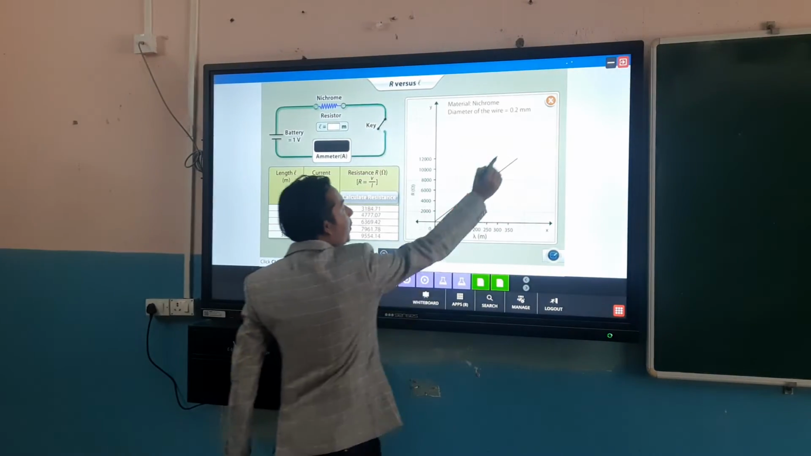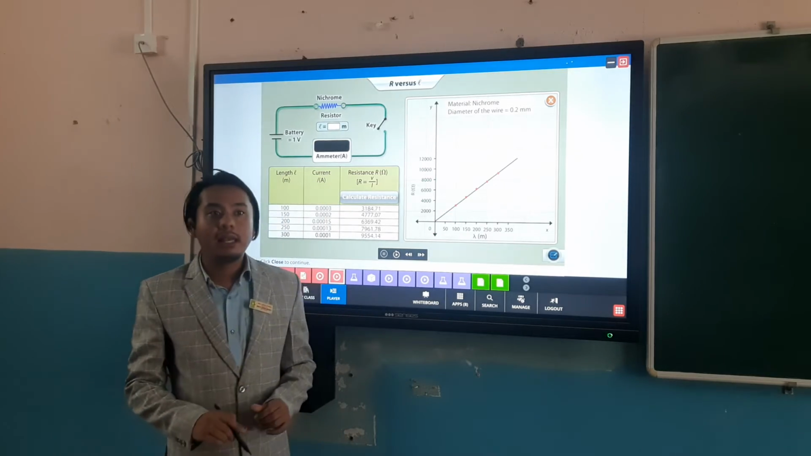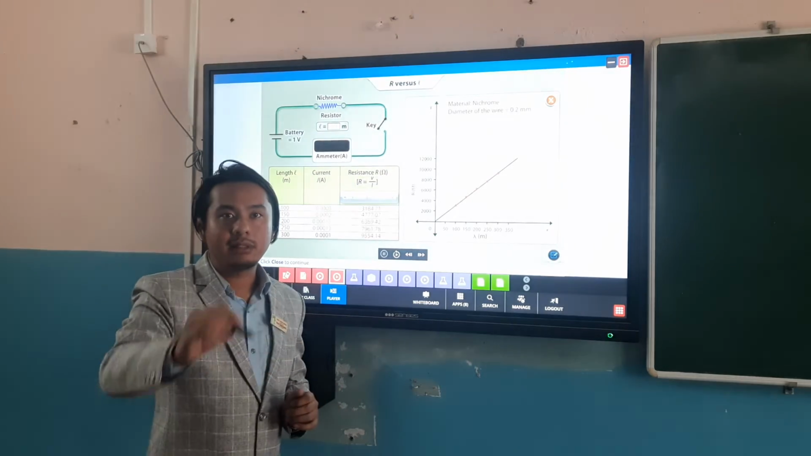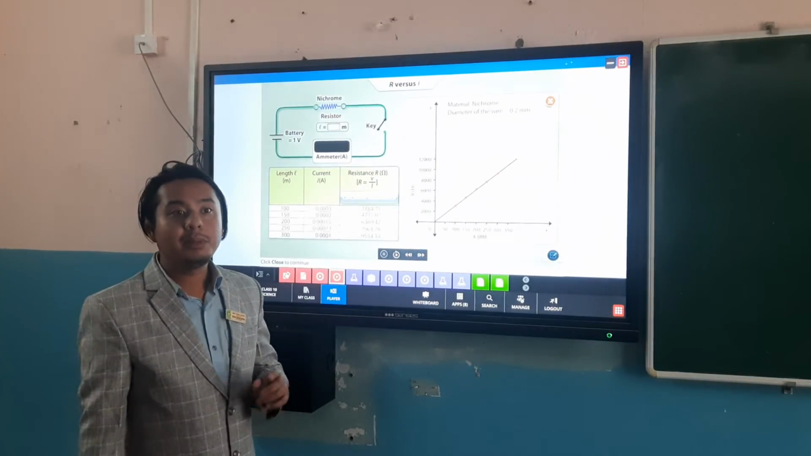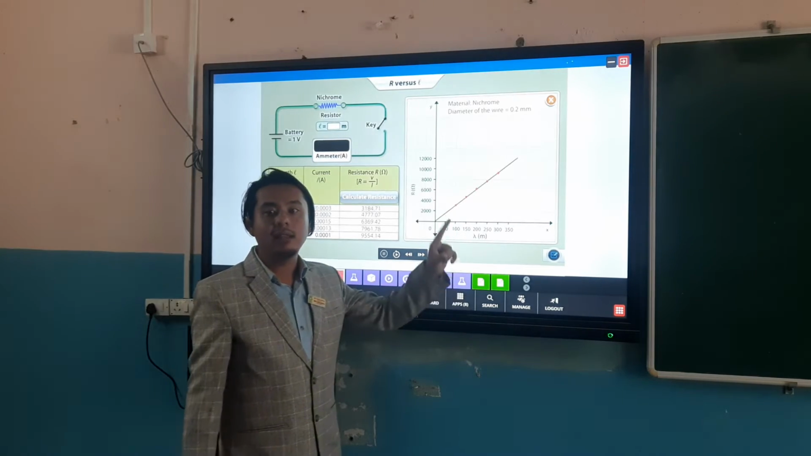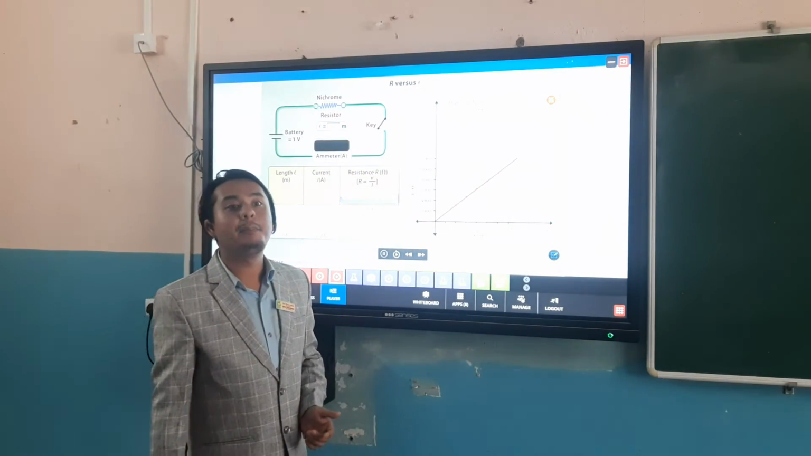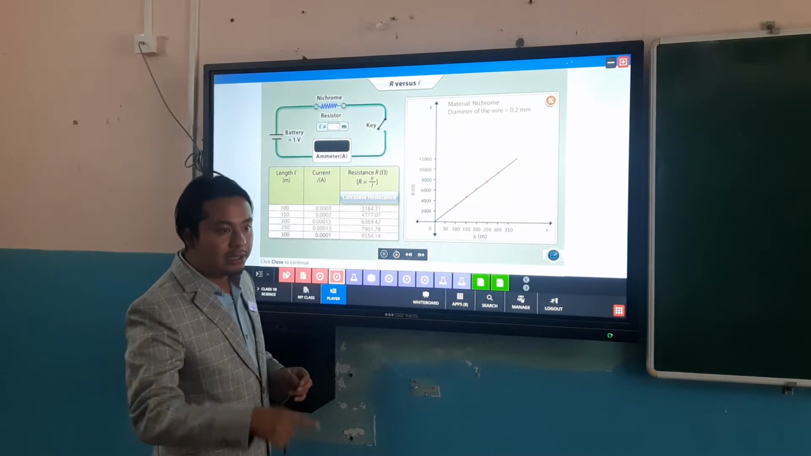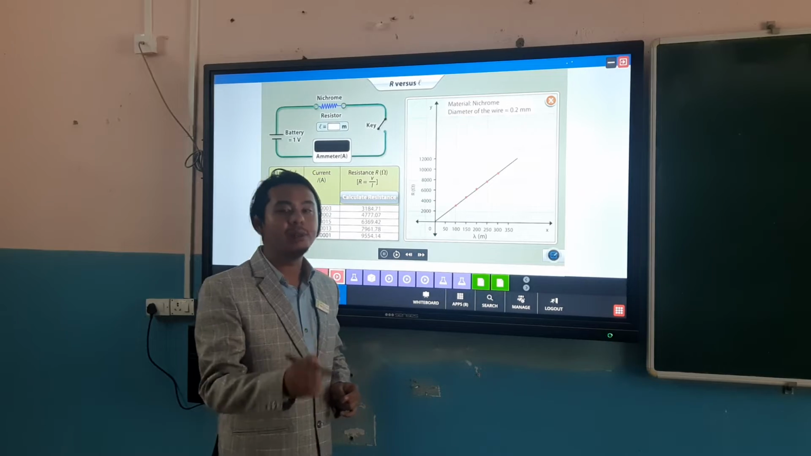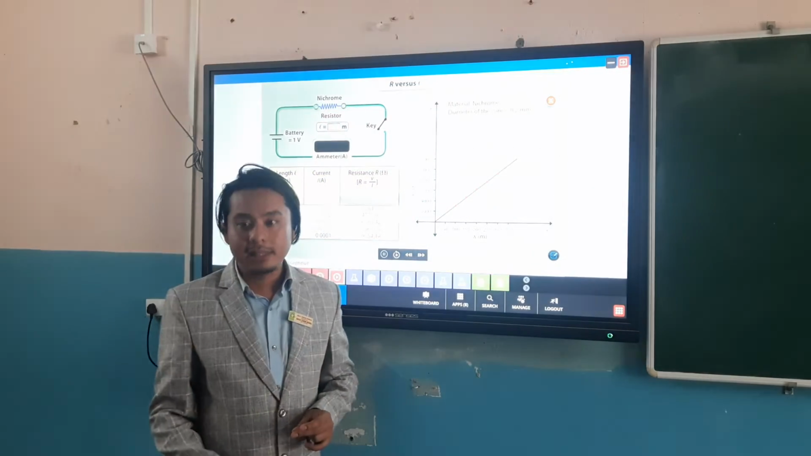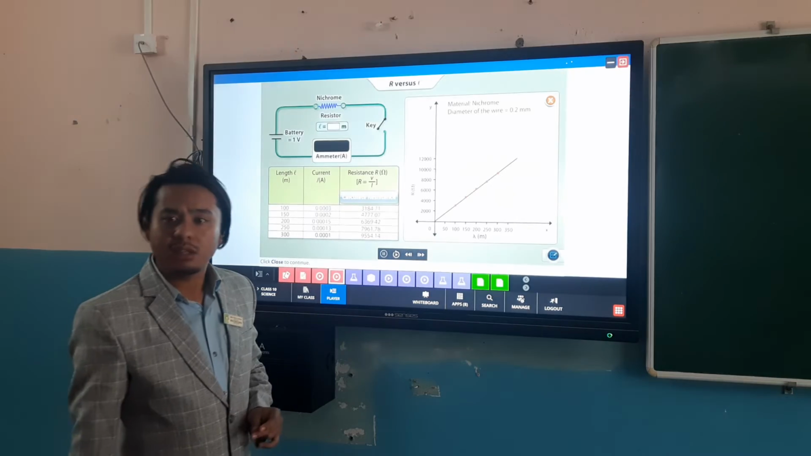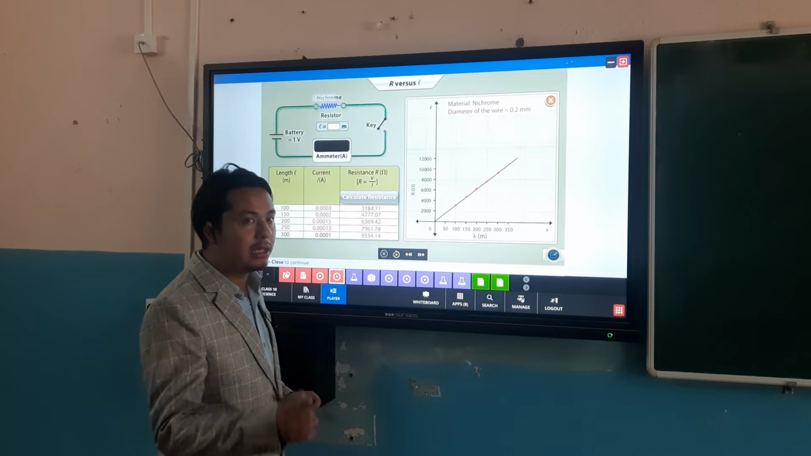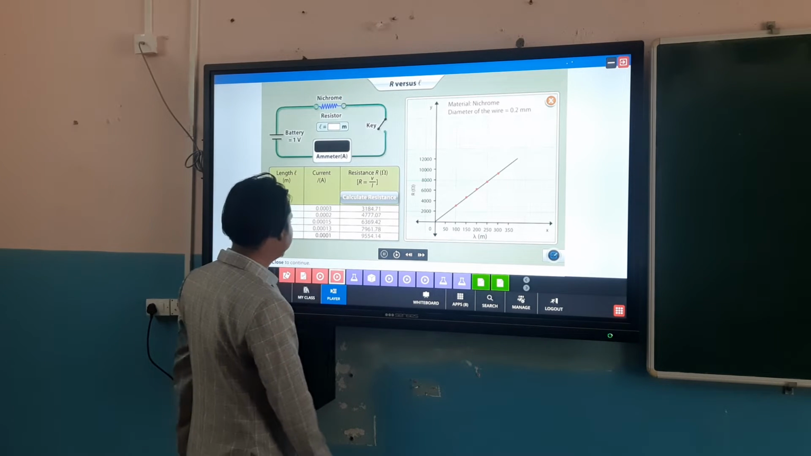Then again you are finding one relationship, that the graph is a linear graph which is starting from 0. That means what does it mean? That the resistance and the length of the wire are directly proportional. So that means when you increase the length of the wire, it will also increase the resistance of the circuit.